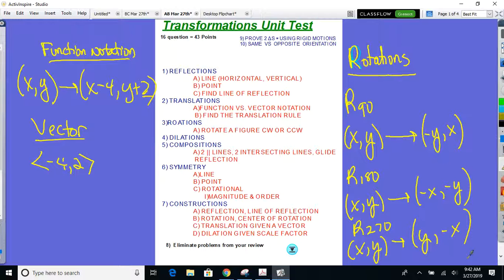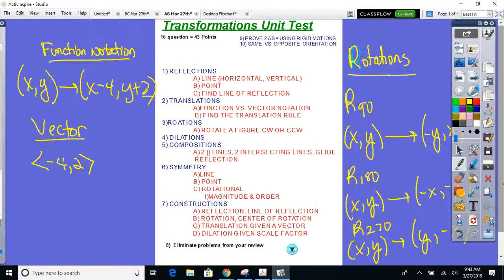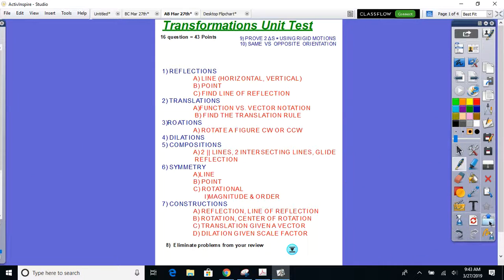All good? And then dilations, I didn't put anything under there because we did them yesterday. Everyone's all right with dilations? Compositions. Is it all right if I get rid of this so I can write some more stuff here?